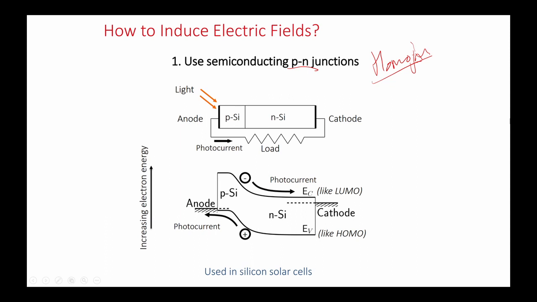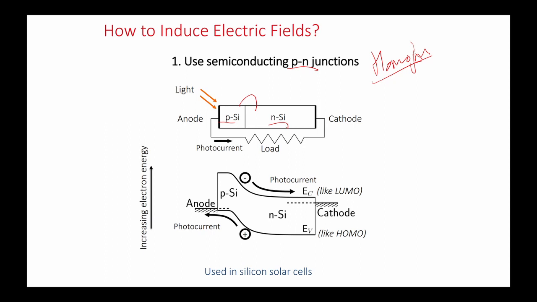It is a homojunction because both are the same semiconductor, which is P type and N type. The basic material is the same. Homojunction is because there is no change in the band gap. In a heterojunction, there is a change in the band gap. That's why there is a sharp change at the band edge, at the metallurgical junction.